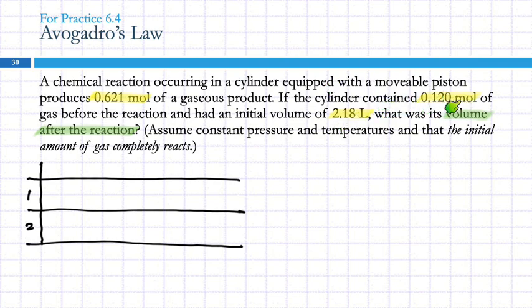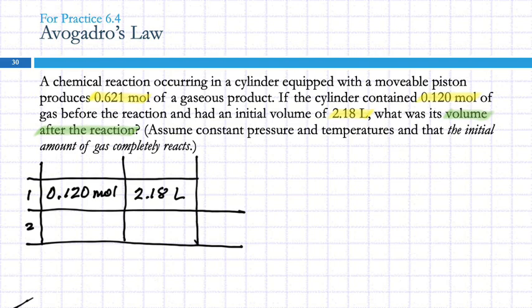So the 0.12 moles and volume of 2.18 liters. Those two numbers go with each other. And that's really important that you have them with each other. If you stick this volume with that number of moles, you're going to get the wrong answer. So 0.120 moles, and that goes with 2.18 liters.